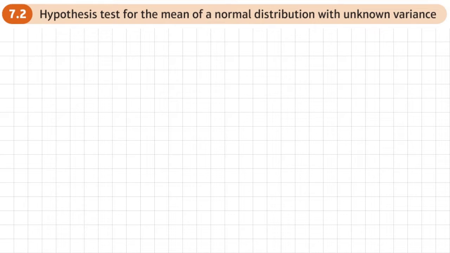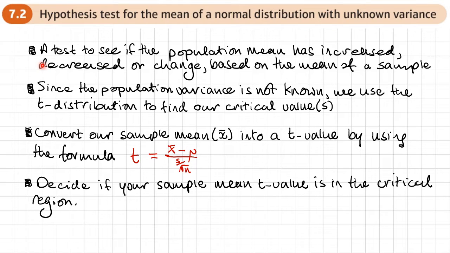This is the second section of chapter 7, and in this section we're going to be doing the hypothesis test for the mean of a normal distribution with unknown variance. This is a test to see if the population mean has increased, decreased or changed, based on the mean of a sample.